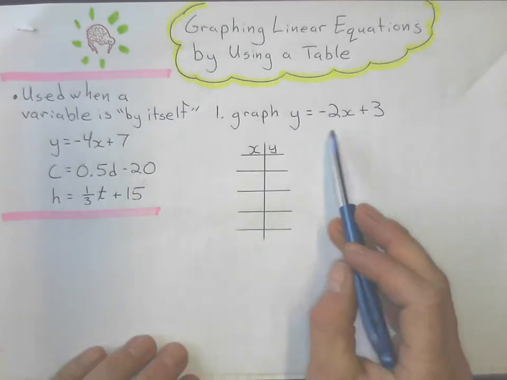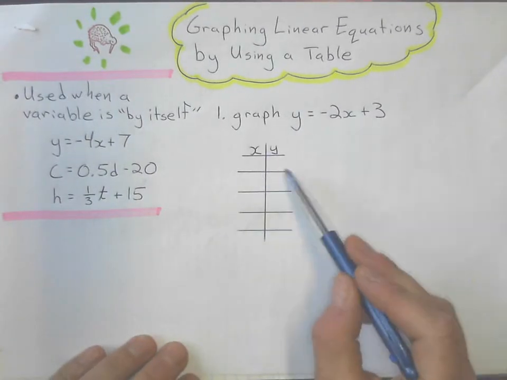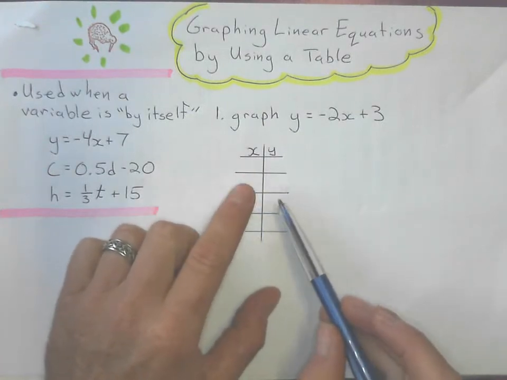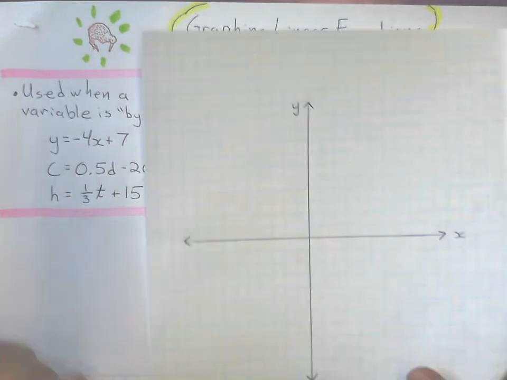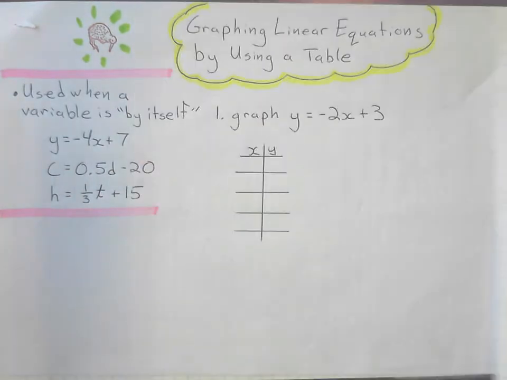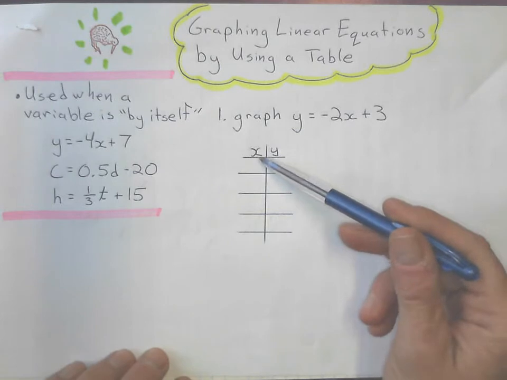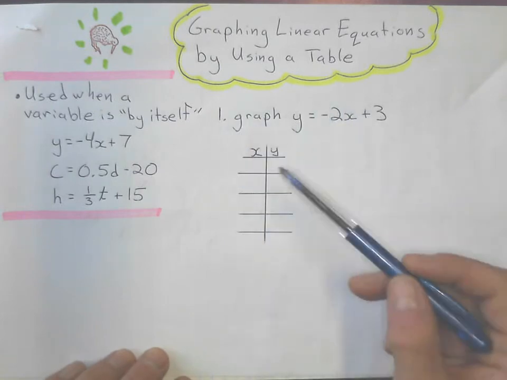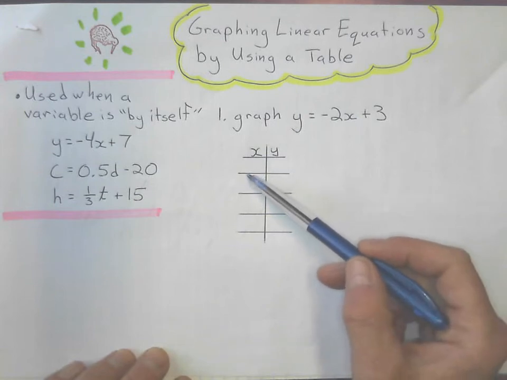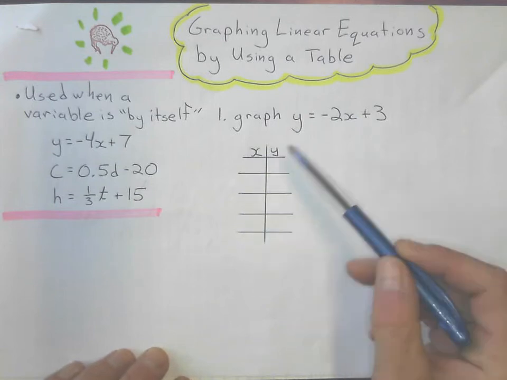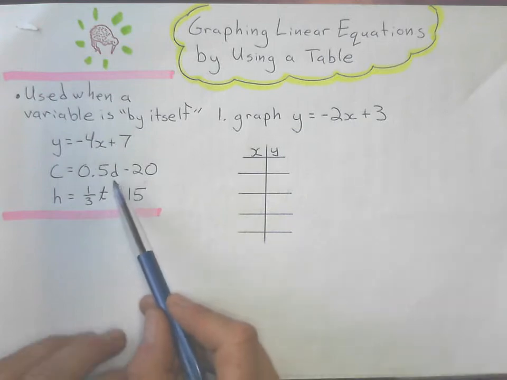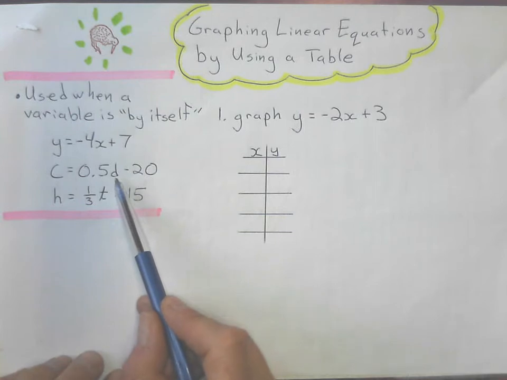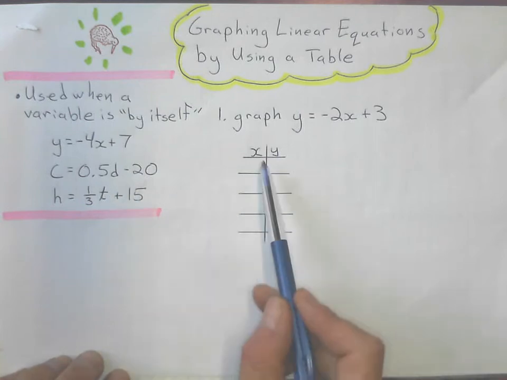The first thing we're going to want to do is make a table for x and y. These values are going to be the coordinates for the graph. As you notice, there's nothing in either column. The place you start with making a table is you pick the values of x, or the values of whatever letter is not by itself. In this case you'd pick values of d, or t, and in this case, x.